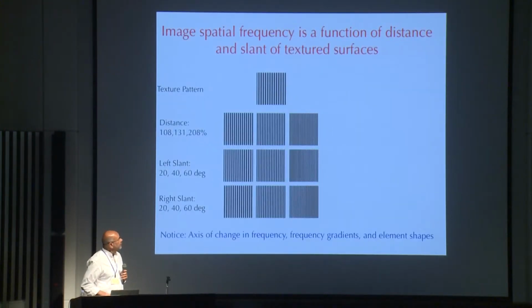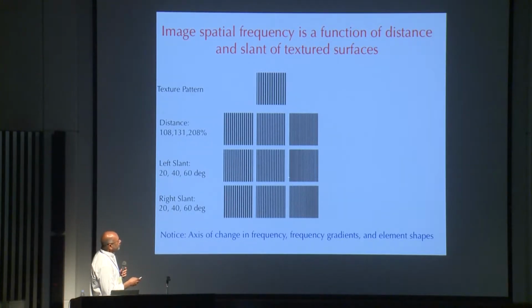So this actually brings up a really interesting thing. There are 2 ways spatial frequency varies in 3D scenes. One is as a function of distance. So if you begin with this pattern, and you increase the distance 108, 131, and 208%, you see the frequency increasing. What happens if you slant it? This is frontoparallel, 20, 40, and 60 degrees. Well, you also see the frequency increasing.